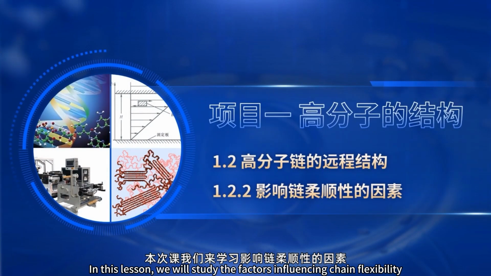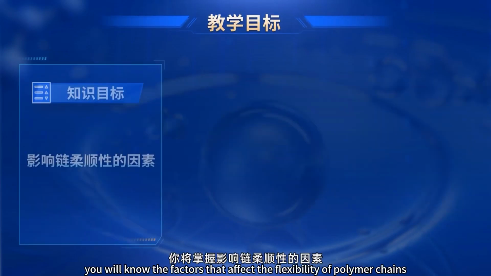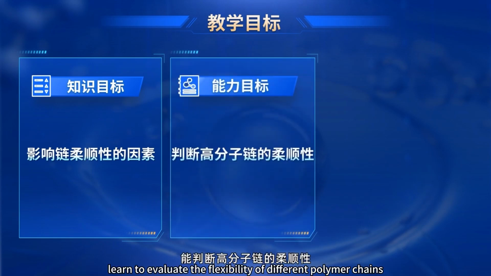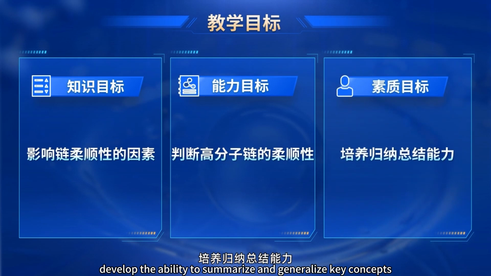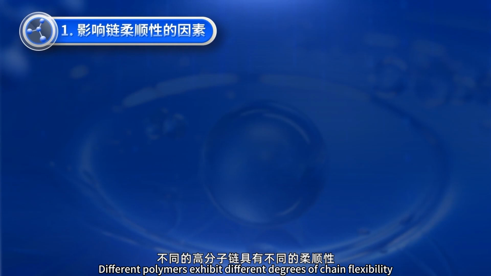In this lesson, we will study the factors influencing chain flexibility. Through this lesson, you will know the factors that affect the flexibility of polymer chains, learn to evaluate the flexibility of different polymer chains, and develop the ability to summarize and generalize key concepts. Different polymers exhibit different degrees of chain flexibility.